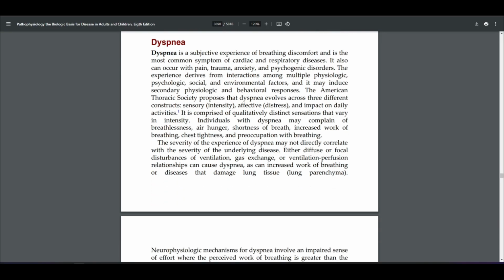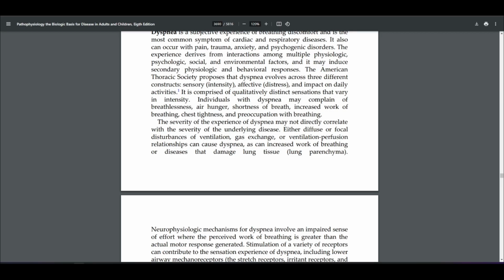Dyspnea is the subjective experience of breathing discomfort and is the most common symptom of cardiac and respiratory disease. It also can occur with pain, trauma, anxiety, or psychogenic disorders. The experience derives from the interactions among multiple physiologic, psychologic, social, and environmental factors, and it may induce a secondary physiologic and behavioral response. The American Thoracic Society proposes that dyspnea evolves across three different constructs: a sensory intensity, affective distress, and the impact on daily activities.